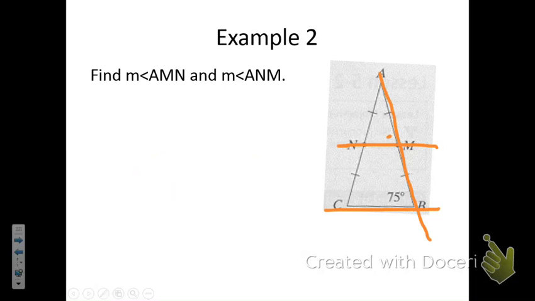Not 180 minus 75. Think about your relationships. What relationship would that angle AMN and 75 have? Corresponding. They're corresponding, so they would be the same, okay? So, measure of angle AMN is 75 degrees. And it is because of those corresponding angles.